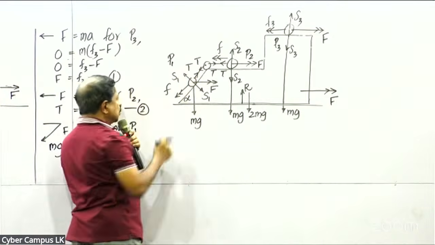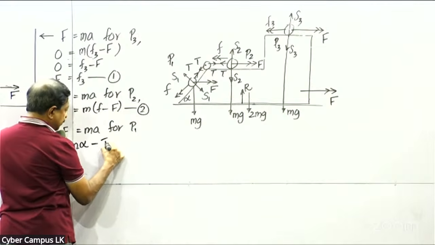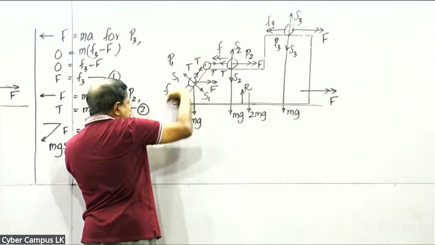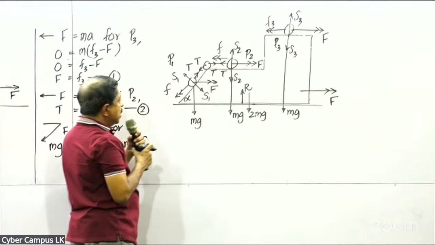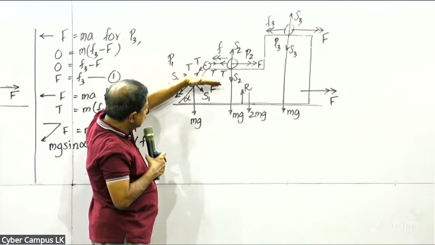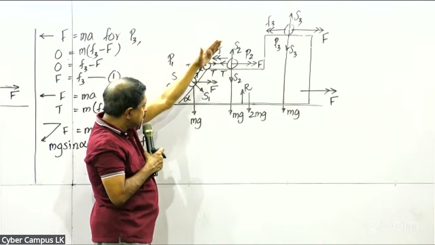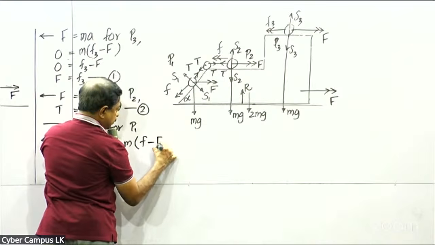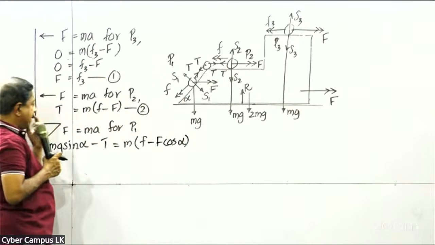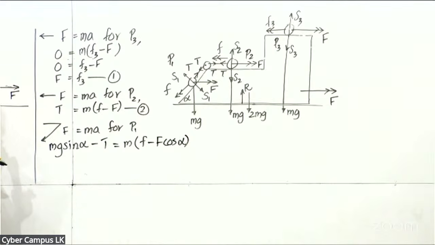Now T is in the exact opposite direction. Mass is m. Now what is the acceleration? Simple F is in this direction. There's another component, capital F, and this angle is alpha. So it is capital F cos alpha in this direction. Right? So you have this.